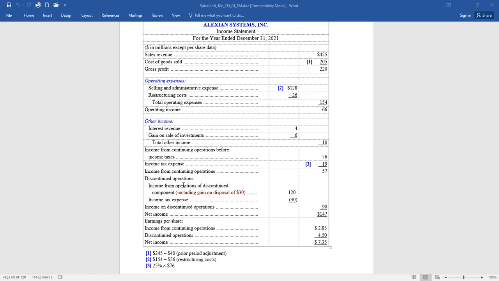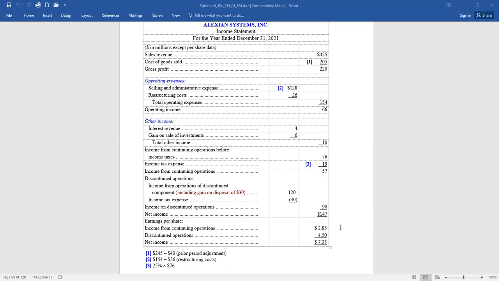We then find out 25%, which would be our tax on that income. So the actual income on discontinued operations is 90 because we have to pay tax on the 120. So we add the income from continuing operations to the income on discontinued operations to get net income for the year. So great practice on this multiple step income statement with a continuing and a discontinued operation.